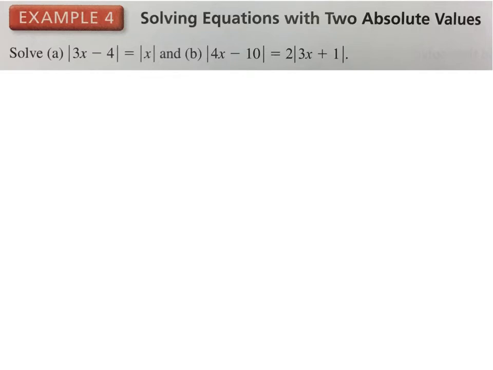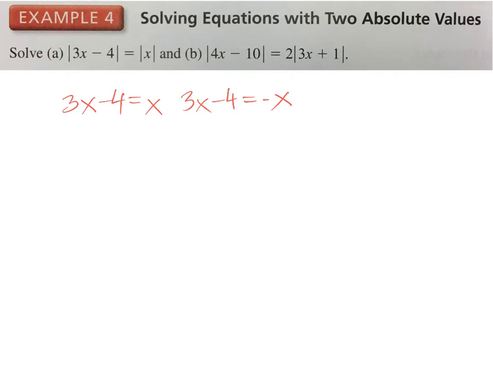Now a lot of students freak out when they see absolute values on both sides of the equation. They're like, what is going on here? Now, when you have more than one absolute value, don't even really worry about the second absolute value. Just imagine it wasn't even there, because you're essentially going to do the same thing that you did before. So I'm going to do 3x minus 4 is equal to the positive case, x, and 3x minus 4 is equal to the negative case, negative x. Just think about it as if the absolute value wasn't even really there.